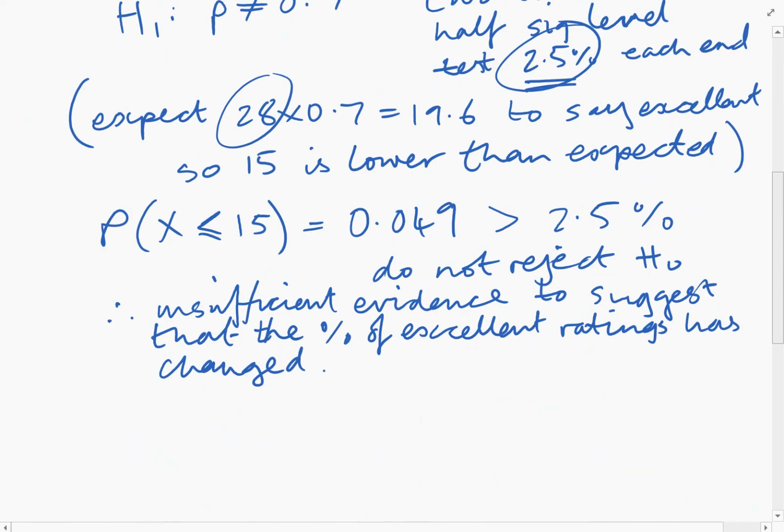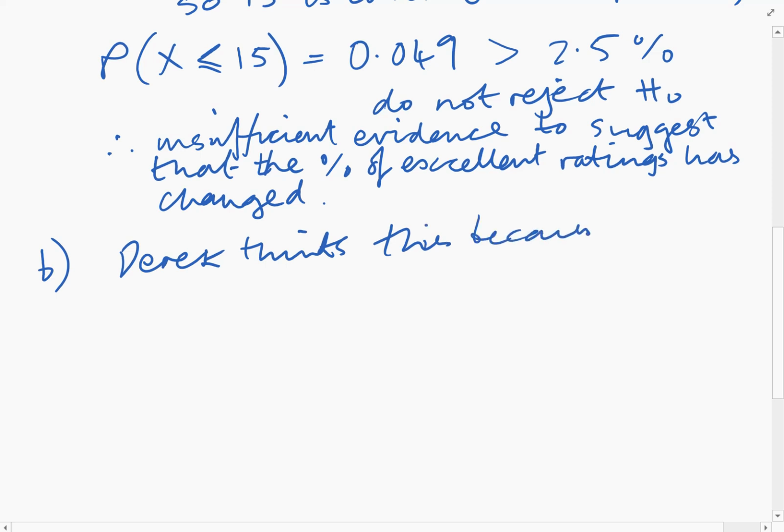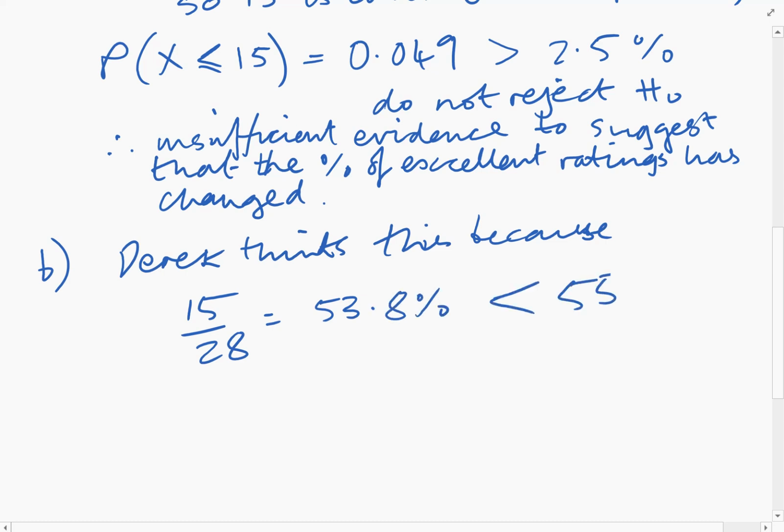So for the answer to this question, probably say that Derek thinks this because 15 out of 28 is 53.8%, which is less than 55%. So that's what he's thinking.